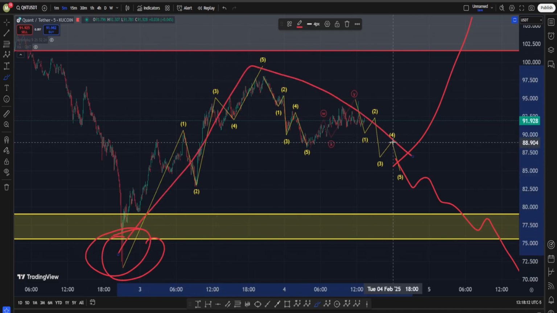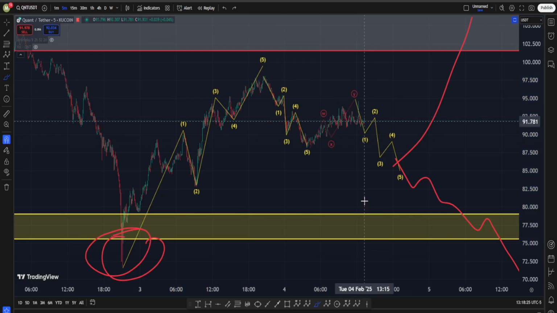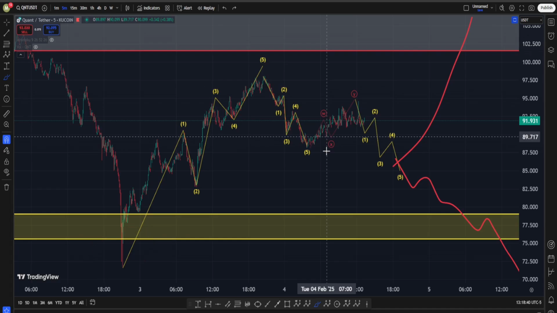So for now, as long as we're not proven otherwise, and also as long as in terms of classic TA we are staying above this very important support between, let's say, 75 to about $79, we are going to stick with our bullish scenario and say that probably our move down in QNT is over. So I hope I explained everything well and you understood what is going on in Quant's price chart.